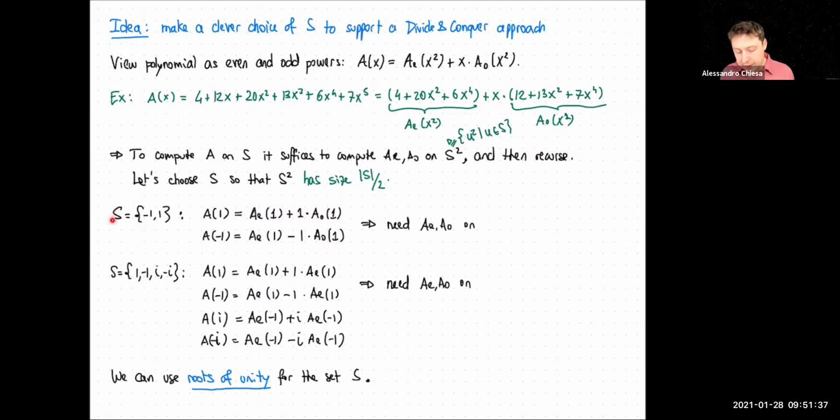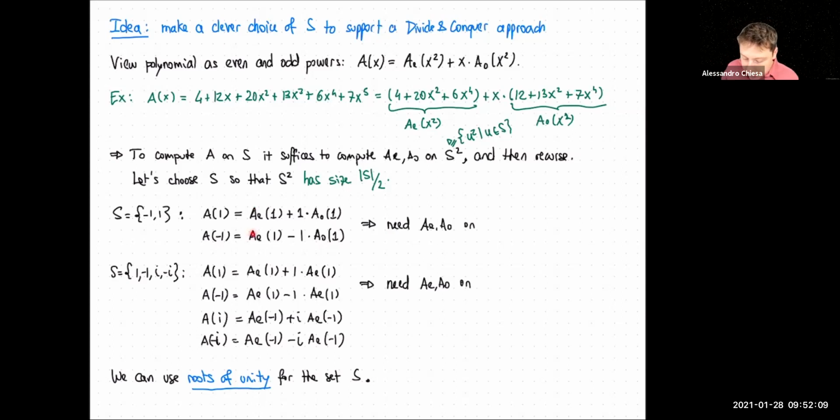So let's see an example here. Let's say that I'm starting with a very small set, -1 and 1. And I want to evaluate A at 1 and A at -1. That's what I want to do. Now, through this expression, I know that if I want A of 1, all I really need to worry about is A even of 1 plus 1 times A odd of 1. And if I need A of -1, all I really need is A even of 1 minus 1 times A odd of 1.